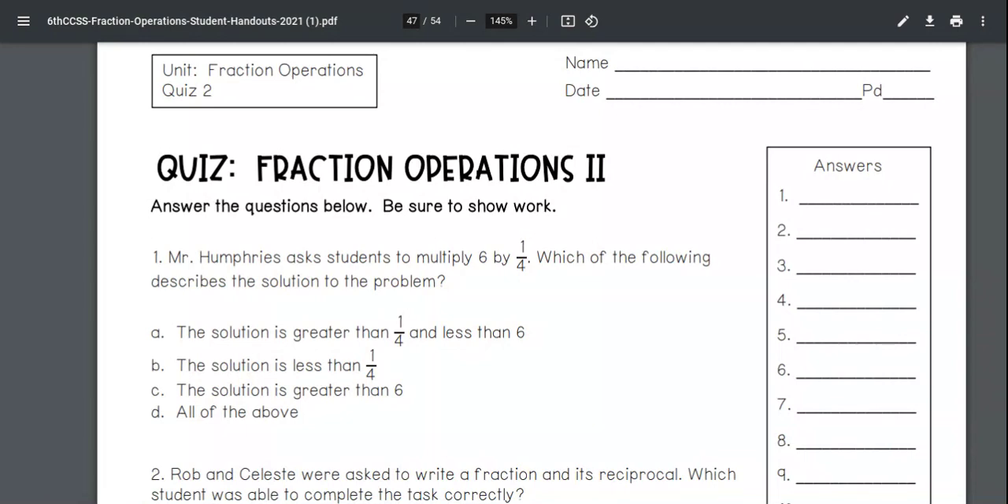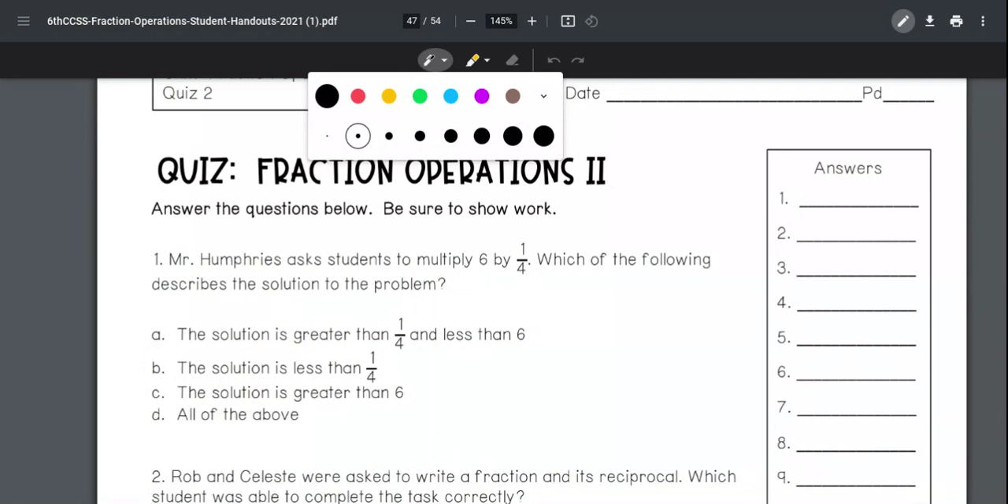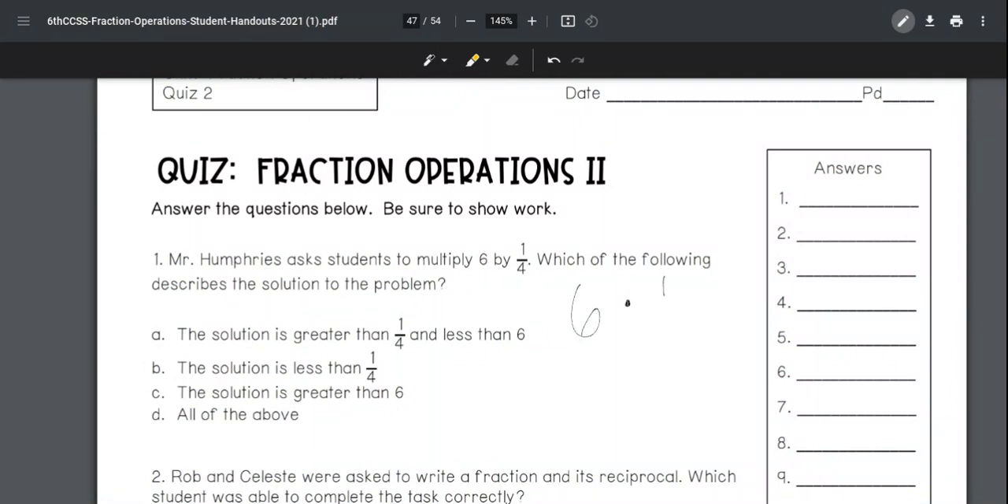So, problem number 1, it says, Mr. Humphreys asks students to multiply 6 by 1/4. Which of the following describes the solution to the problem? So if I were to set this problem up, 6 times 1/4. We know that 6 is our original number, and we're multiplying by a fraction that is less than 1/2. So that means that our final answer should be less than our original number, which was 6.